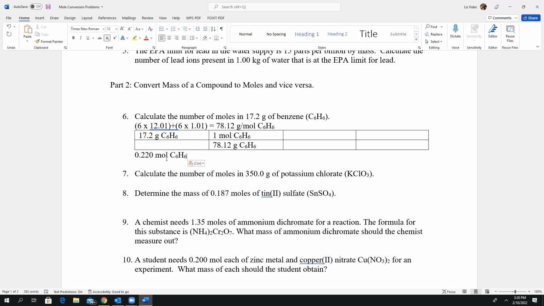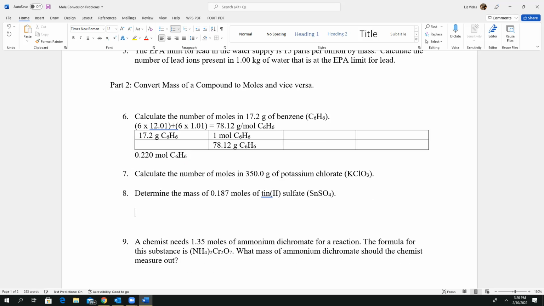Look at sig figs in here too, every time. Sig figs are important in chemistry, you know, in this discipline. All right, now this one is the opposite. It says determine the mass. Okay, we still have to figure out the tin 2 sulfate mass, so we need to do that first. We do that molar mass.